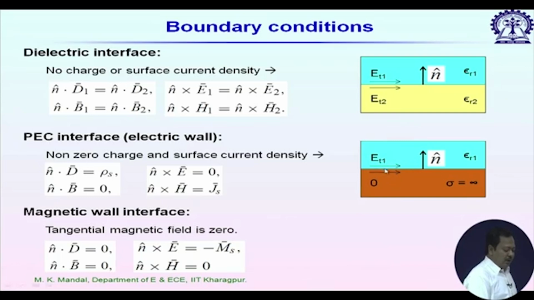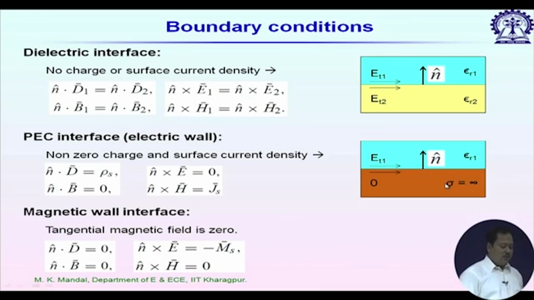So, this is one important observation for PEC, or sometimes we call it electric wall: the tangential electric field component is 0. So, if there is any electric field on PEC, it must be perpendicular, and the tangential component of H is discontinuous by the surface current density Js.